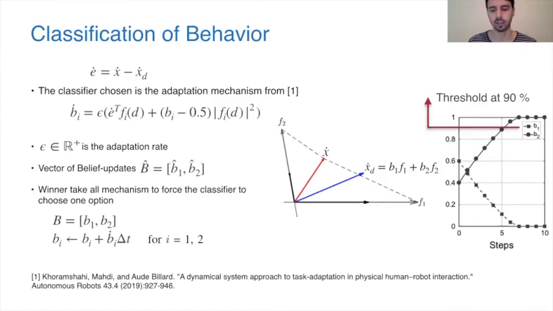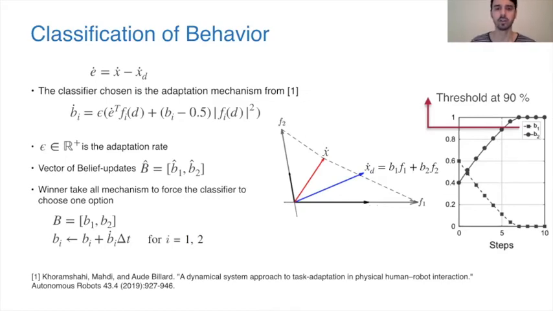And so we have two beliefs that combined sum to one, and this belief depends on our error and on the two dynamical systems, and depends on the previous belief from the previous iteration step, because this is run online. And so we have this term, which is the adaptation rate, which we tweak depending on how much weight we put onto the new information from the new time step of the belief.